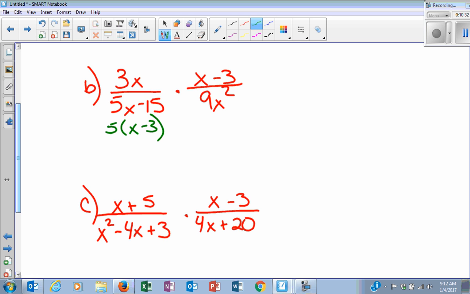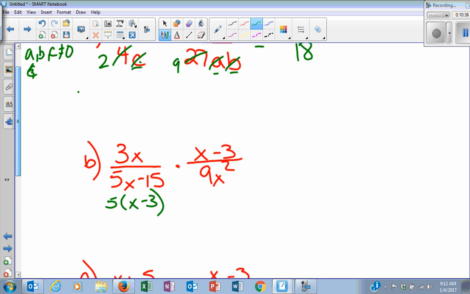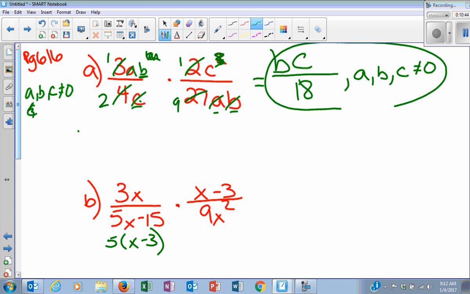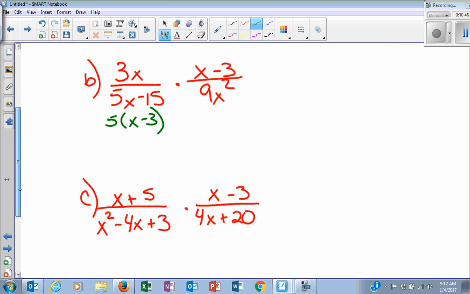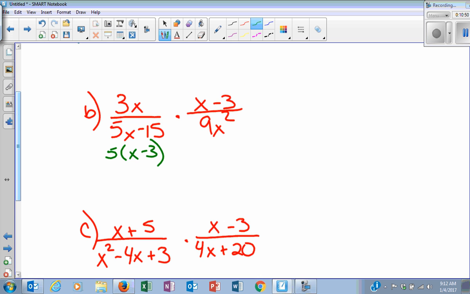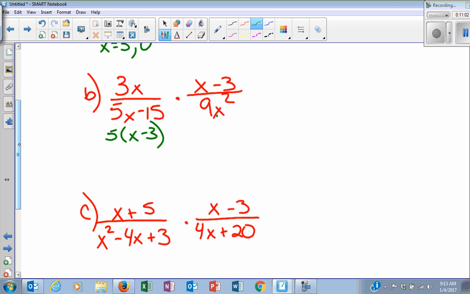I think about my restrictions first, and I write them somewhere on my paper so I can remember them. Because actually my restrictions should go right here. A, B, C cannot equal 0. It needs to be part of my answer. So I write my restrictions somewhere on the side or by my problem, and we're going to write it right above it so I can help remember it. So x cannot equal 3, and x cannot equal 0. So those are my restrictions, and now I can just start crossing stuff off.